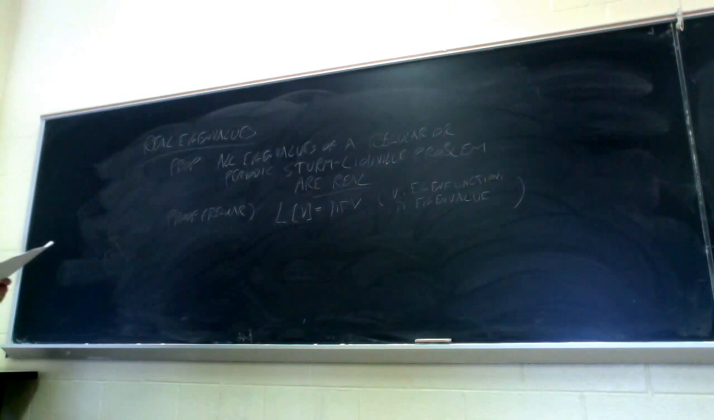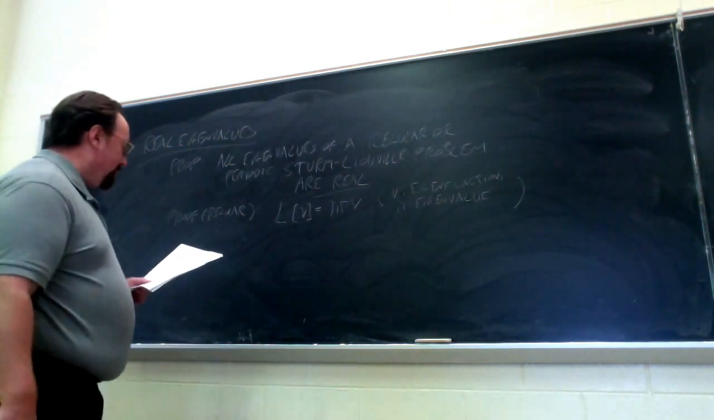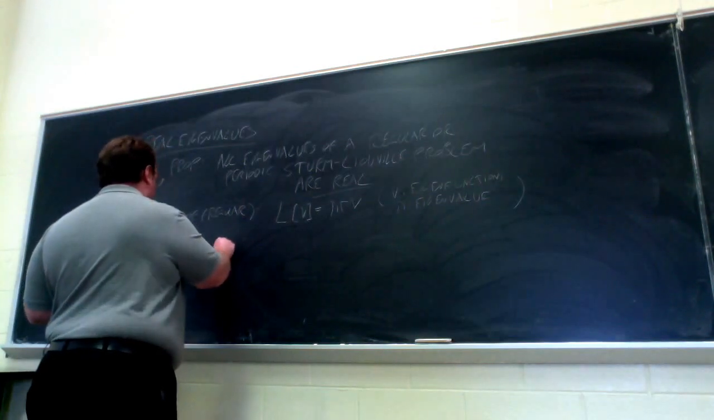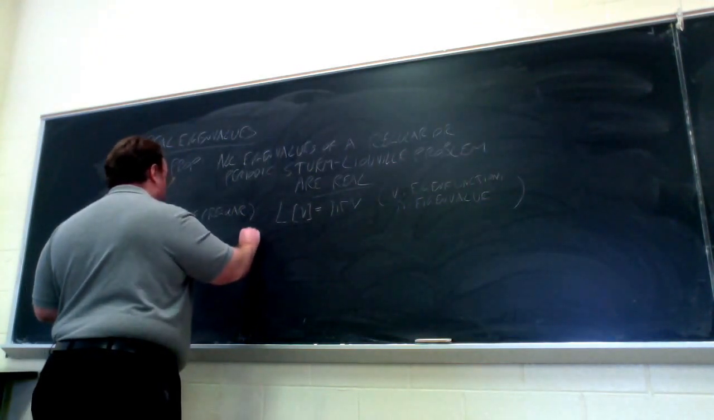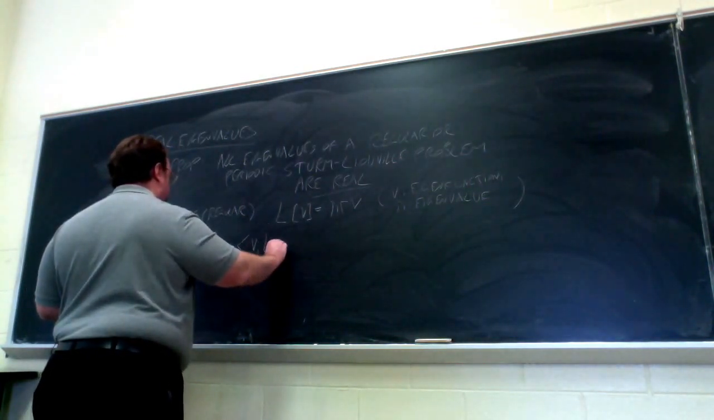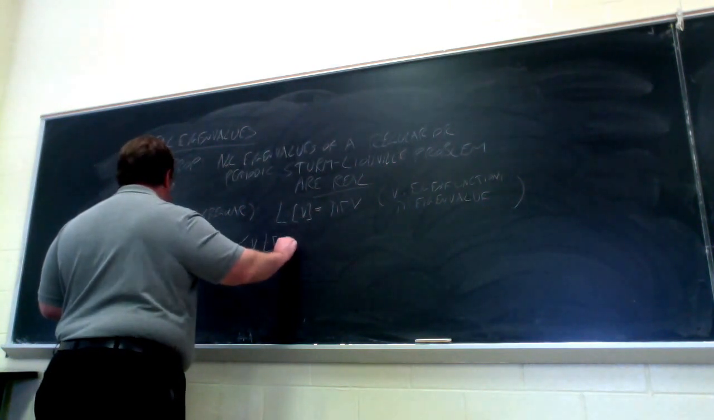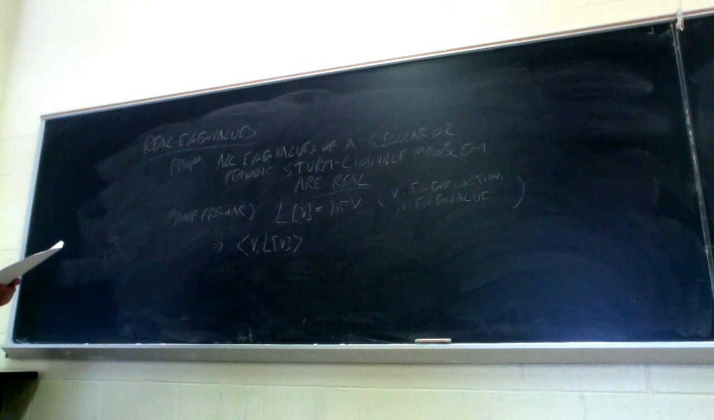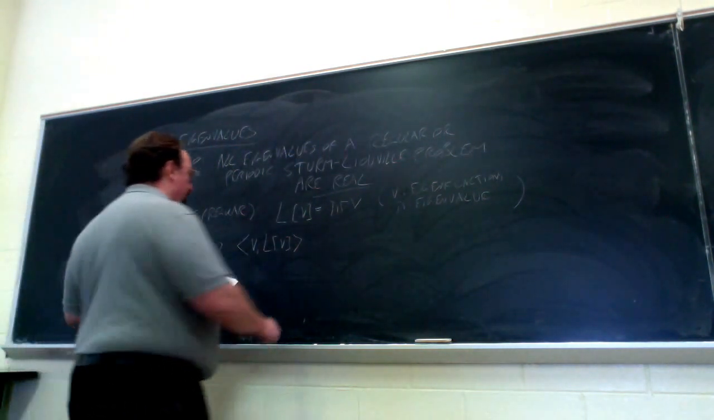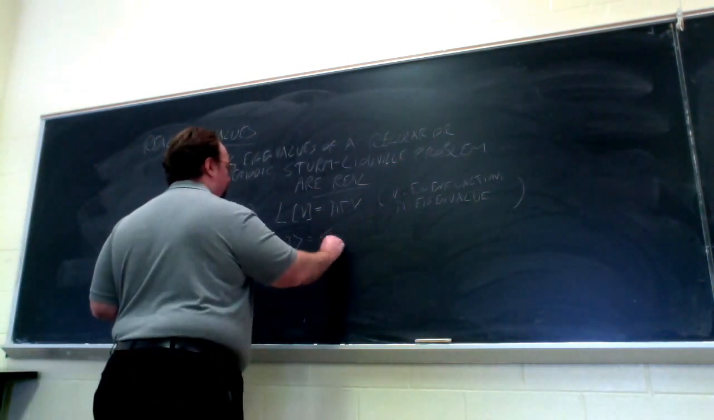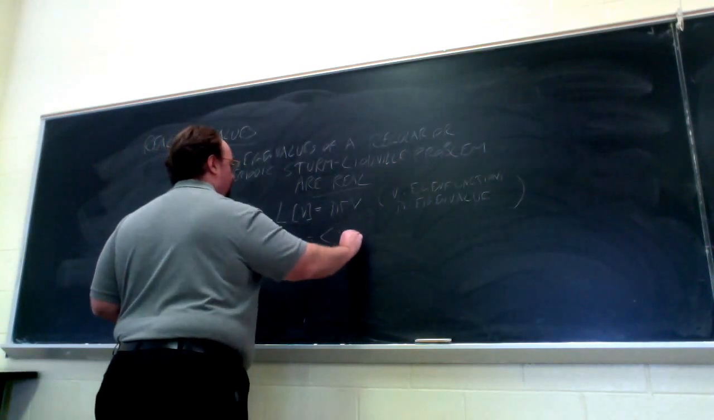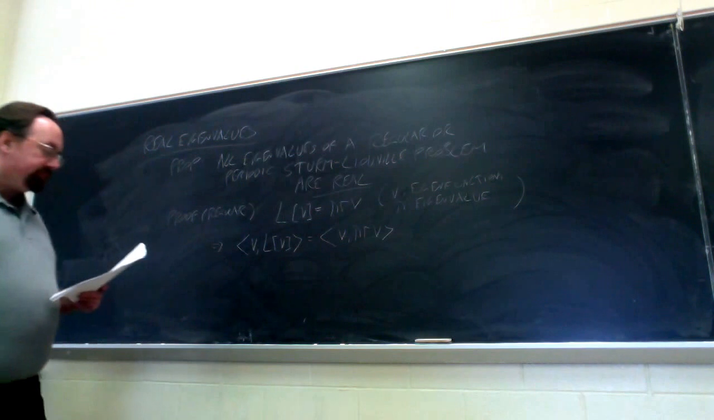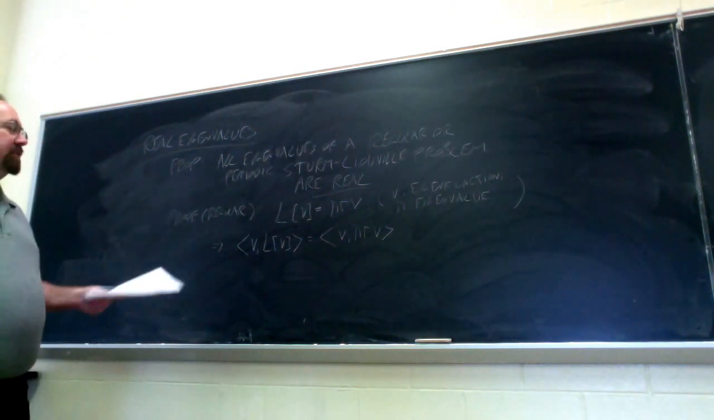So what I'm going to do is, using symmetry, take the inner product of v with L of v. Now, L of v, however, because it's an eigenfunction, is lambda r v. Now, lambda is a constant. I can pull it out.